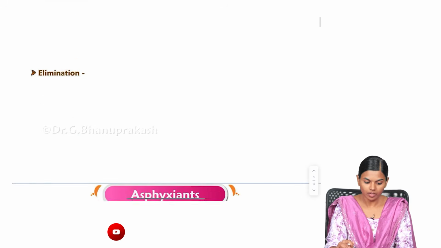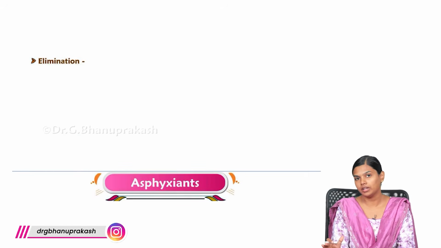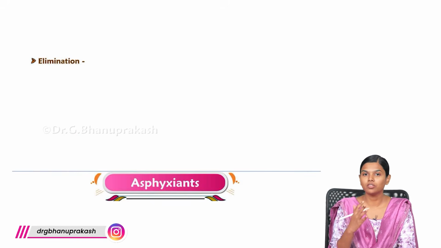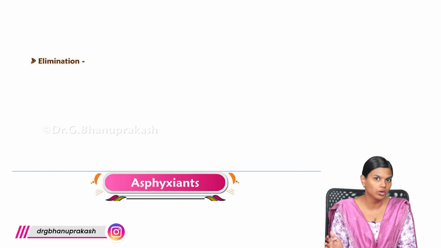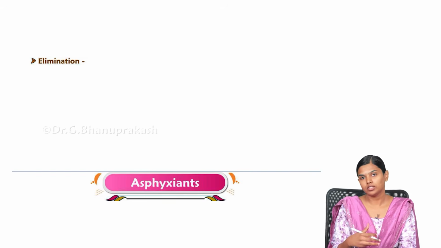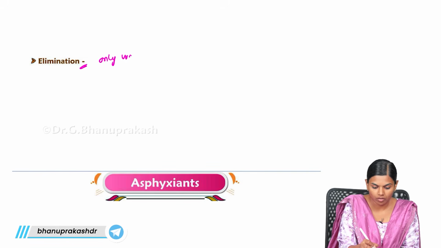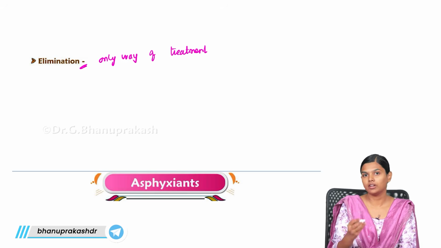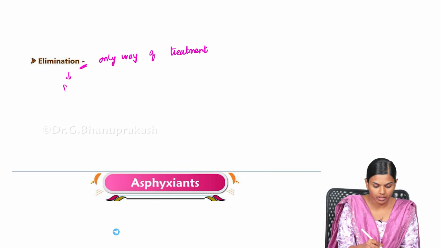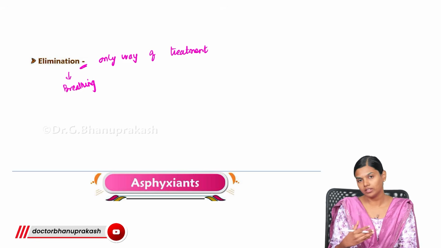It will keep on staying in your body till it is completely eliminated, which takes a long time, around 24 to 48 hours. Till then it will be there in your body, prevent oxygen release to the cell and cause toxicity. So elimination is the only way of treatment. You have to eliminate it from your body through breathing. There is no specific antidote, nothing special that we can do to prevent the toxicity.